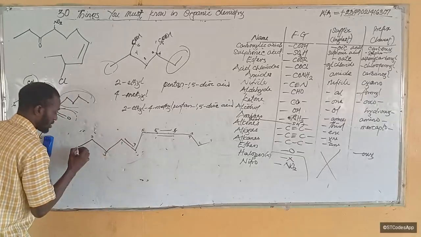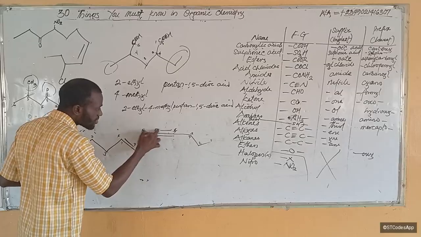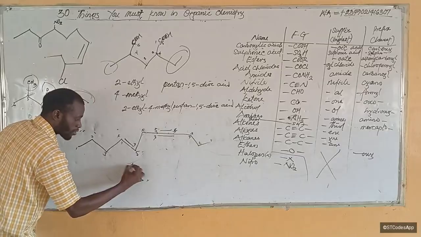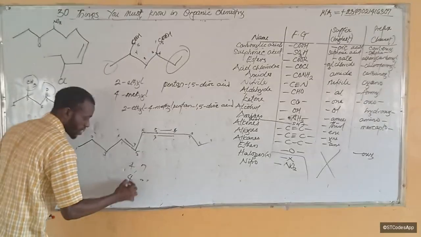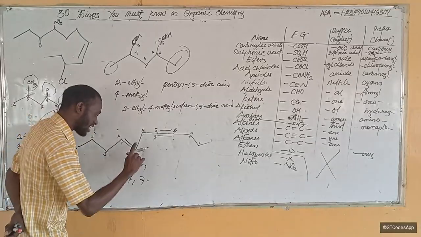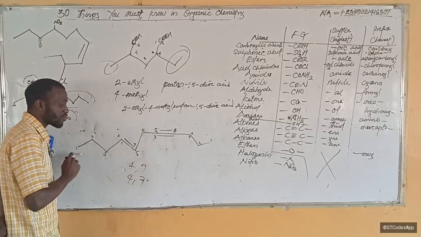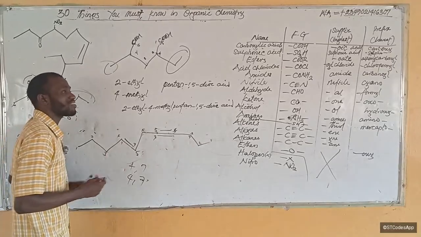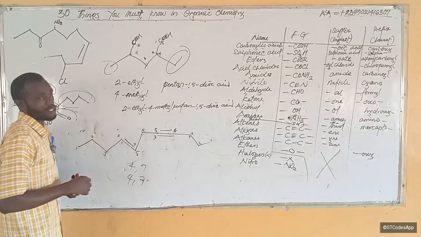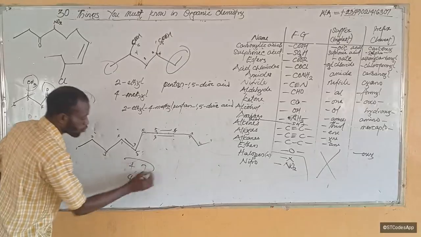But if we go like this, we have 1, 2, 3, 4, 5, 6, 7. So, okay, fine. You are saying now that if we go in this direction, we'll meet 4 and 7. If we go in this direction, we'll meet 4 and 7. So this is where priority now comes in. Whichever direction you go, you still get 4 and 7. So this is where you now pick for our king. You give the double bond the priority, so the double bond will now have the lowest possible number. So we'll now go with this.